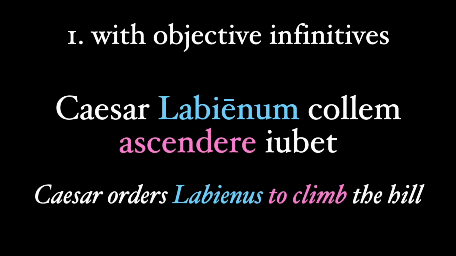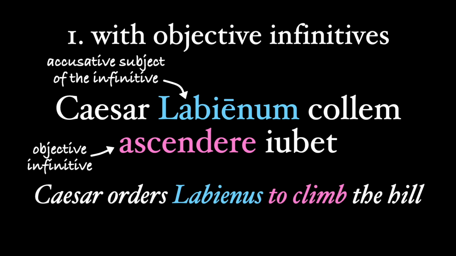Caesar Labienum collem ascendere iubet. Caesar orders Labienus to climb the hill. Labienum is the subject of ascendere even though it's in the accusative case. The accusative collem here, by the way, is the simple direct object accusative of ascendere.